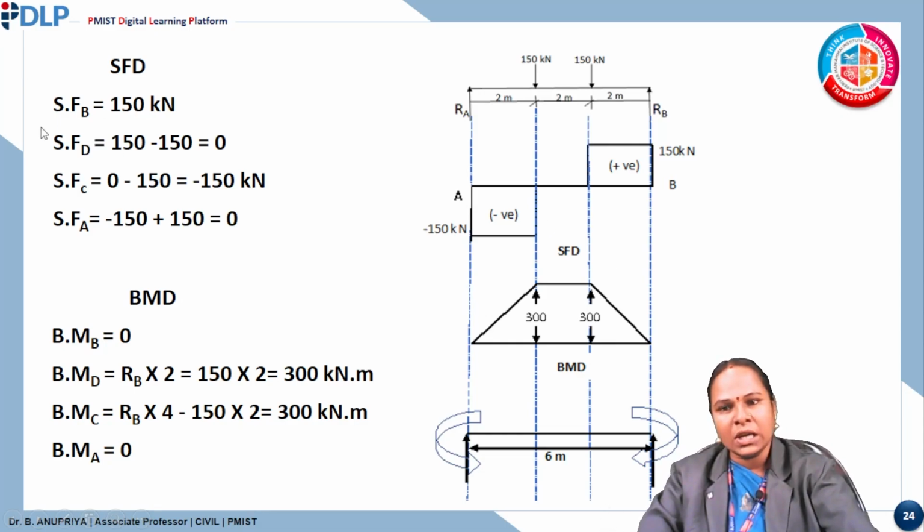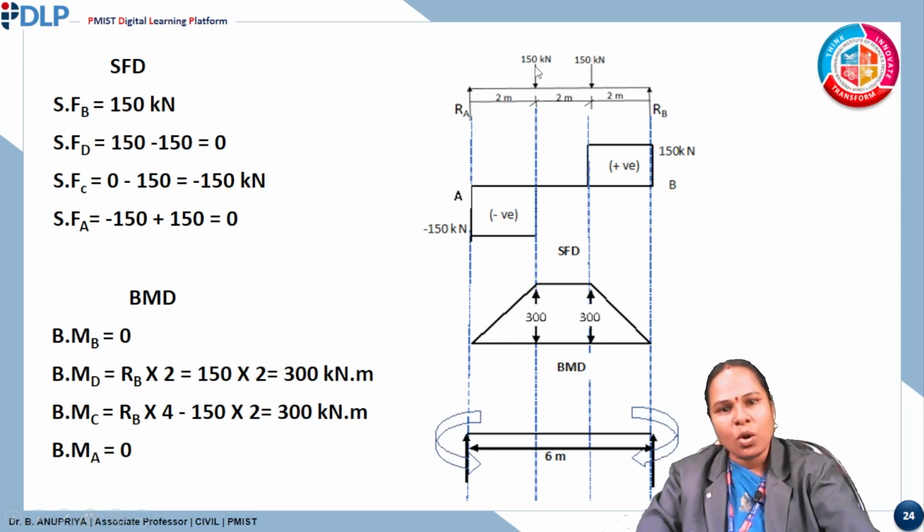The shear force at point D we want to calculate. Till here it is 150, and 150 is maintained till here. Again, I am taking upward as positive and downward direction as minus. So 150 kilonewton minus 150 kilonewton, since again 150 is acting in the downward direction. So plus 150 minus 150 is 0. So the shear force at this point is 0, and this 0 kilonewton will be carried till this point.